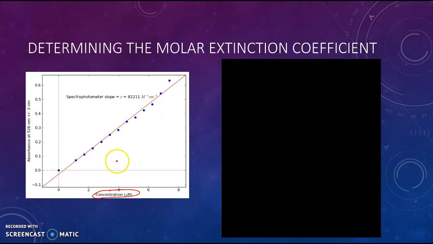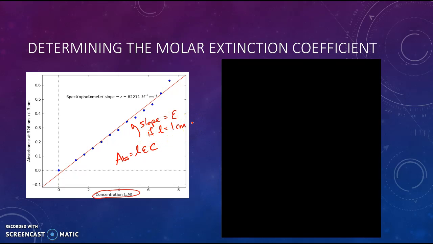And this graph, again, we have Beer's law. Absorbance is equal to L epsilon concentration. Well, we know what concentration is. We know what absorbance is. And if you have a path length of 1 centimeter, and very often you do, then the slope of this will be your molar extinction coefficient if L is equal to 1 centimeter.